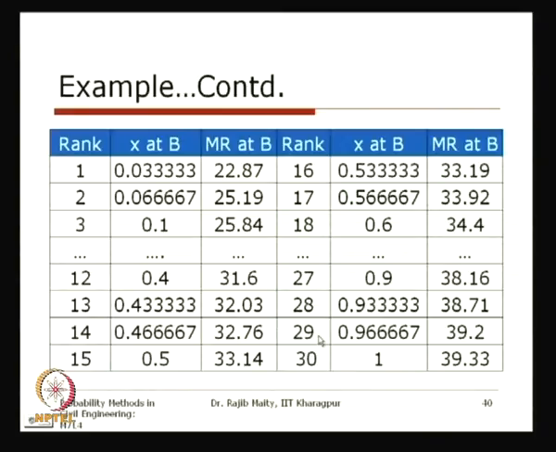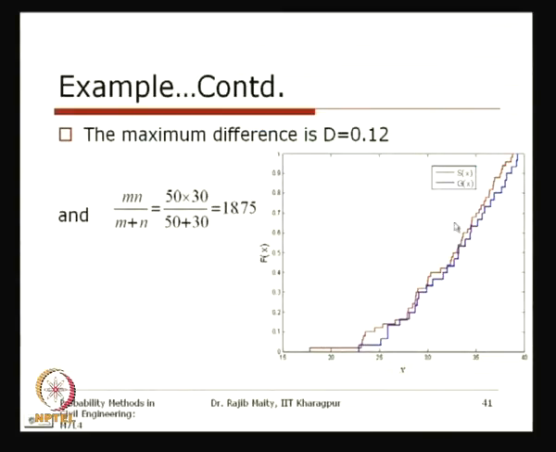And if we plot this, it looks like these two plots, one shown in red and the other in blue. And now the maximum difference, we can observe that difference, and this maximum difference is found to be 0.12. And as I told, there are two samples, where m is the 50 data samples and n is the 30. So if we compute it, it becomes 18.75. So we have to see what the critical value is against this sample size of 18.75.